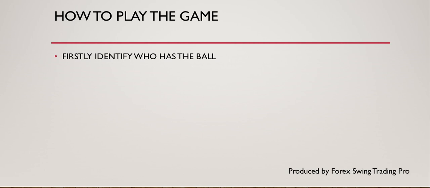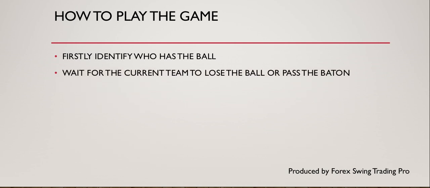The first thing we need to do is to identify which team has the ball. That's the first step of the process. Once we've done that, we need to wait for the current team to lose the ball, or you could look at it as a baton, whichever you choose, and pass it onto the opposing team. After the presentation, we're going to go to the charts, and I'm going to show you exactly how this plays out. Feel free to take notes and watch this video as many times as you need until you get this concept.